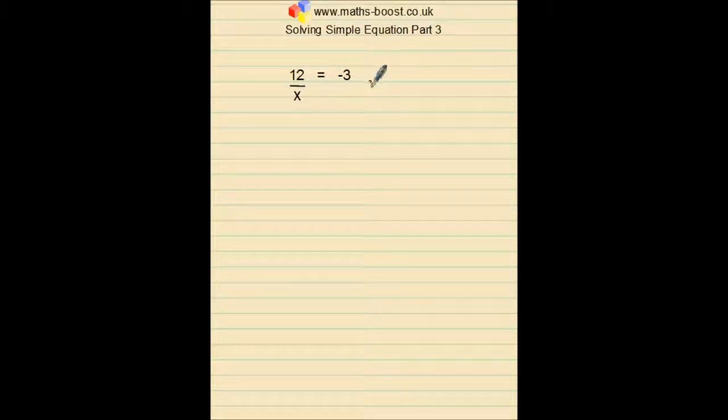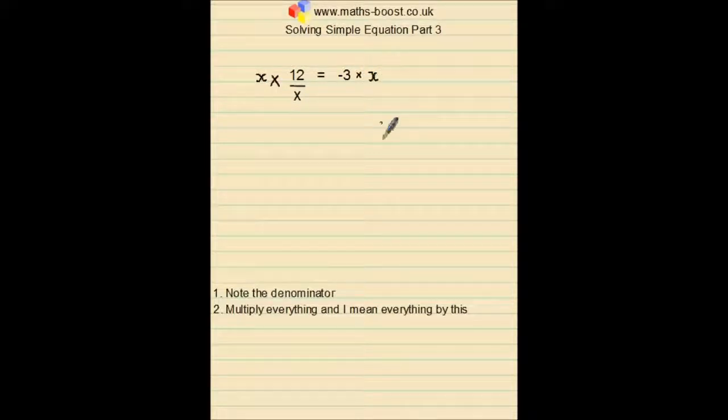What about this? Well, the most important thing I can say about this is still that it's an equation with a fraction. So the method is just the same. Note the denominator and multiply everything, and I mean everything, by this. Remember, the whole point of doing this is to ensure this fraction cancels and we're left with a normal equation that we can solve.